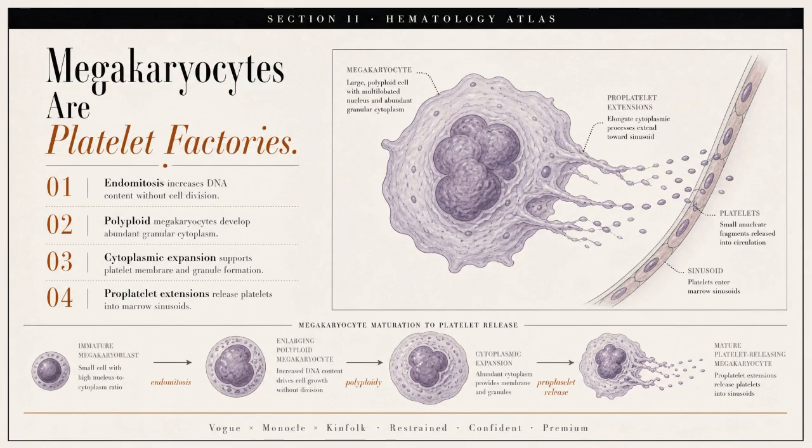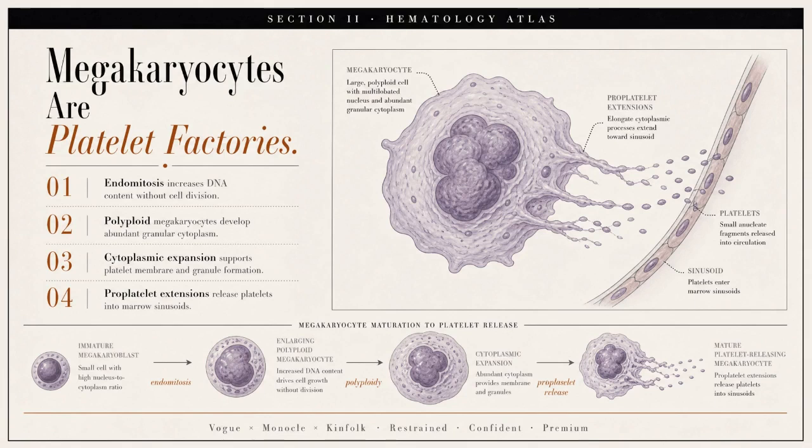That cytoplasm develops internal membrane systems and platelet territories that will eventually contribute to platelet formation. Mature megakaryocytes extend proplatelet processes into marrow sinusoids, where shear forces and cytoskeletal remodeling help release platelets into circulation. This process explains why platelet production is visually and biologically different from red cell or neutrophil production. One large marrow cell can generate many circulating platelets.